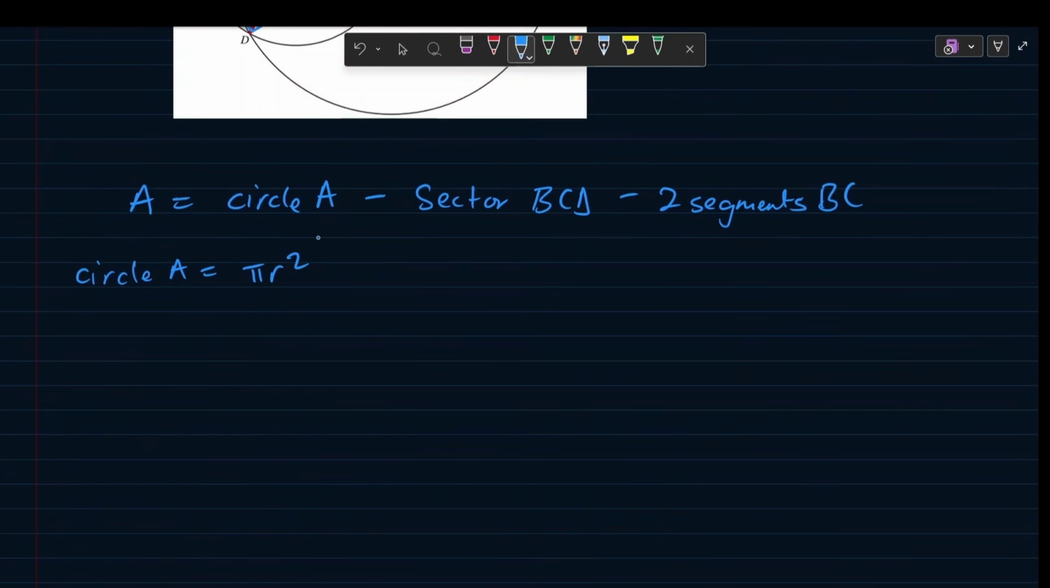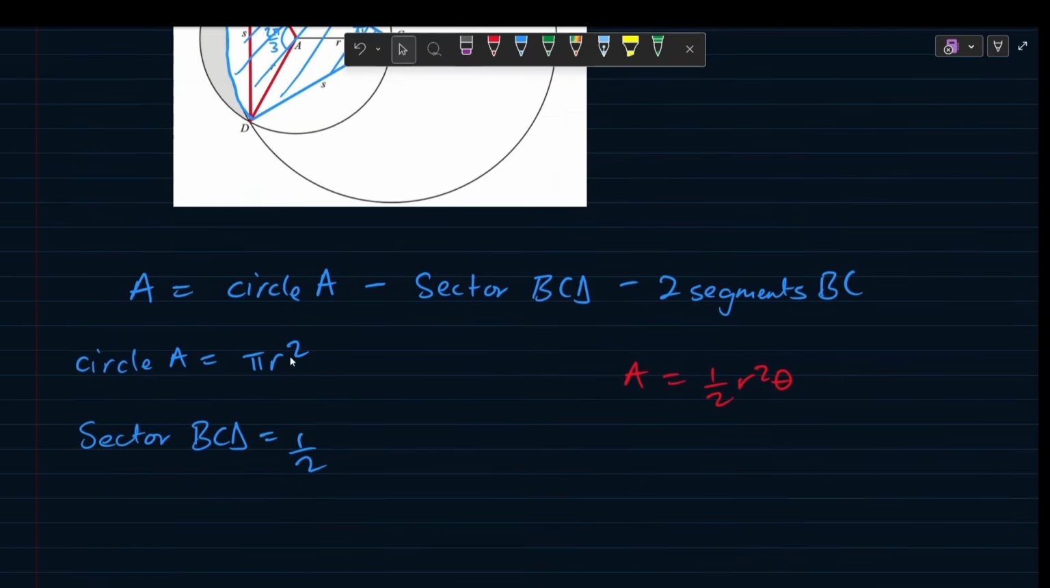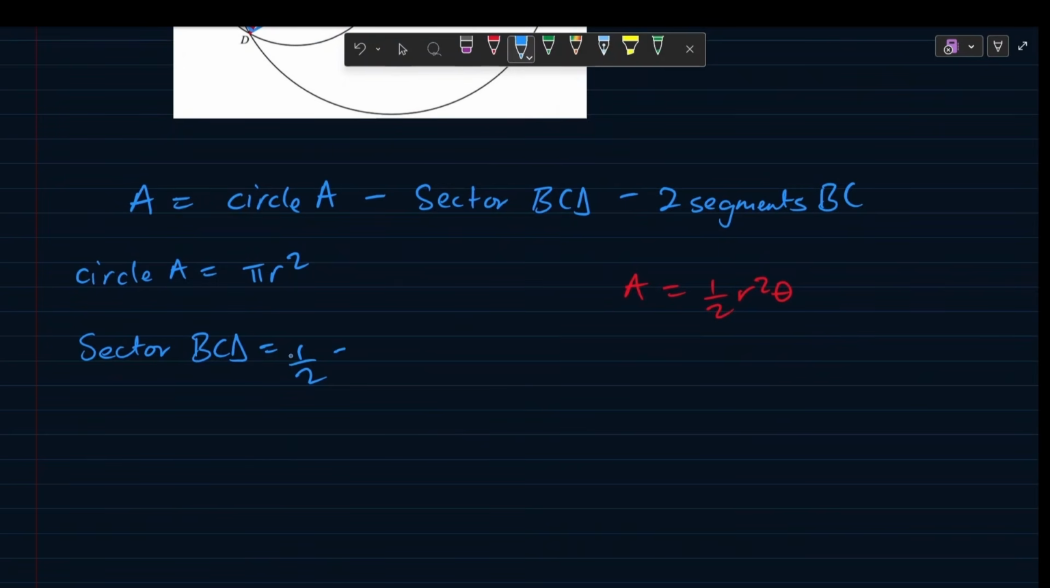And then we want the sector BCD, right? Our blue pizza slice. The area of a sector from the MF19 is half r squared theta. So in our case, this is half times the radius. So BCD is coming from the big circle with center C. So its radius is S. It's the distance from C to D. That's the radius. So it's half times S squared times theta.